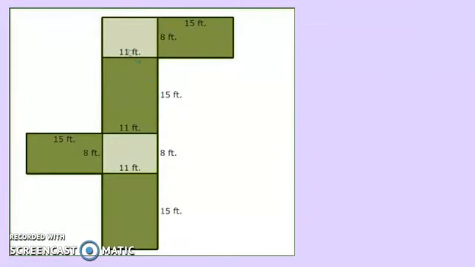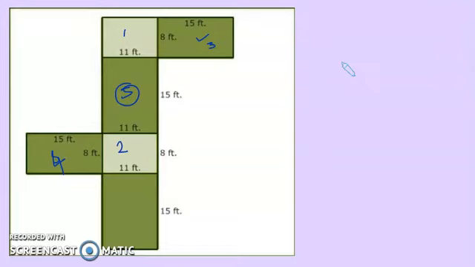As you can see, the net is drawn over here, and faces 1 and 2 are the top and bottom faces, but the dark shaded faces are the lateral faces. So we are required to find the areas of those lateral faces only. So 3 is 15 and 8, and another 15 and 8 is here, 3 and 4, and then 15 and 11, 5. So let us find the areas of the lateral faces.